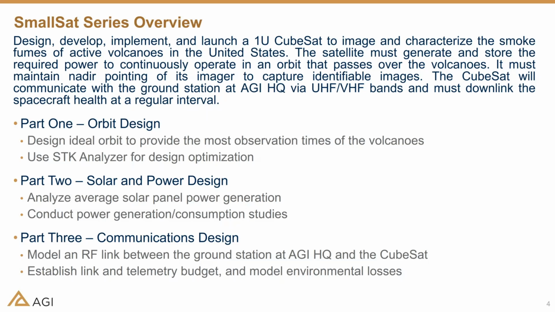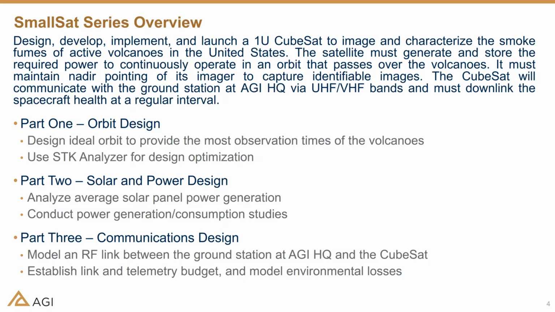So we'll have a satellite flying overhead that's taking images of smoke fumes of active volcanoes, and then we'll analyze the solar and power of the Cubesat itself, and then analyze the information that will be downlinked to various ground stations. So just to reiterate, we want to make sure that in our setup and in our build that we have a satellite that maintains some orbit requirements and will maximize its orbit over some volcano sites. We'll be using SDK's tool Analyzer to optimize our orbit.